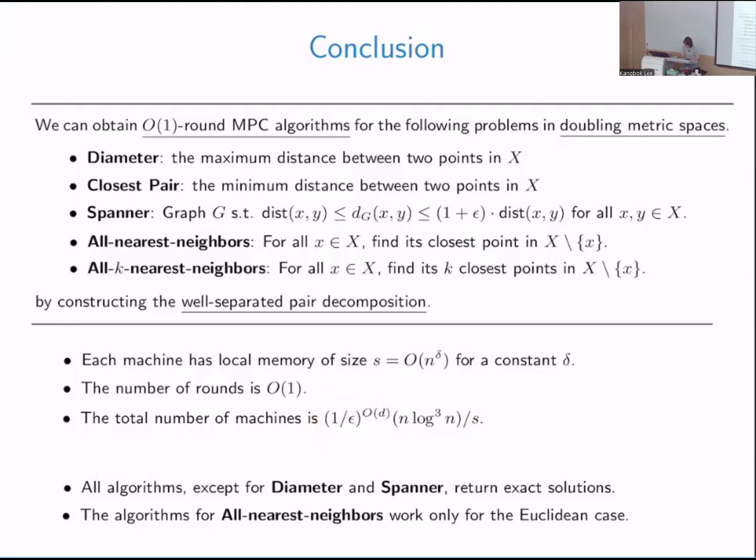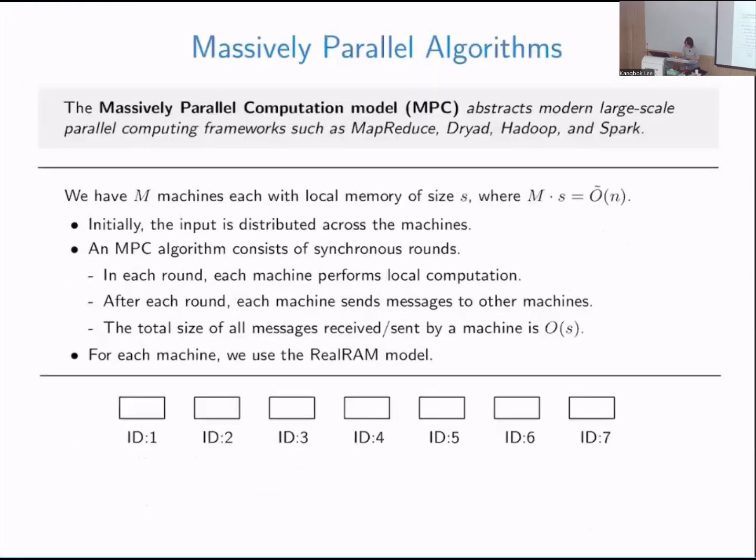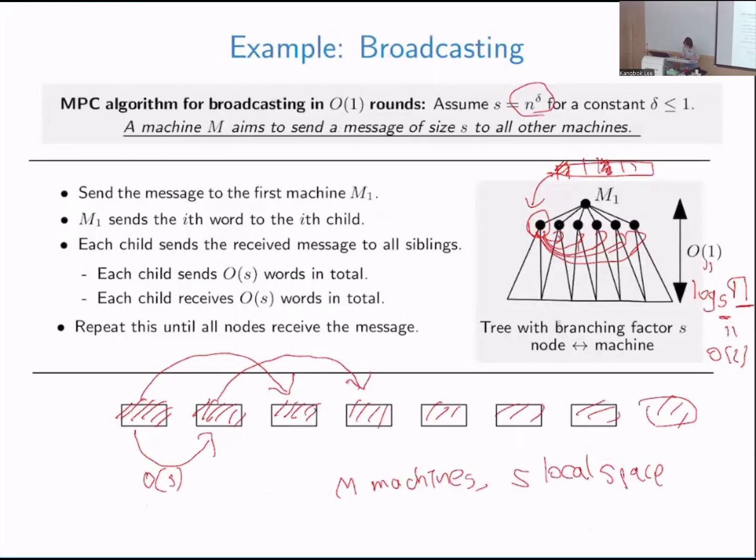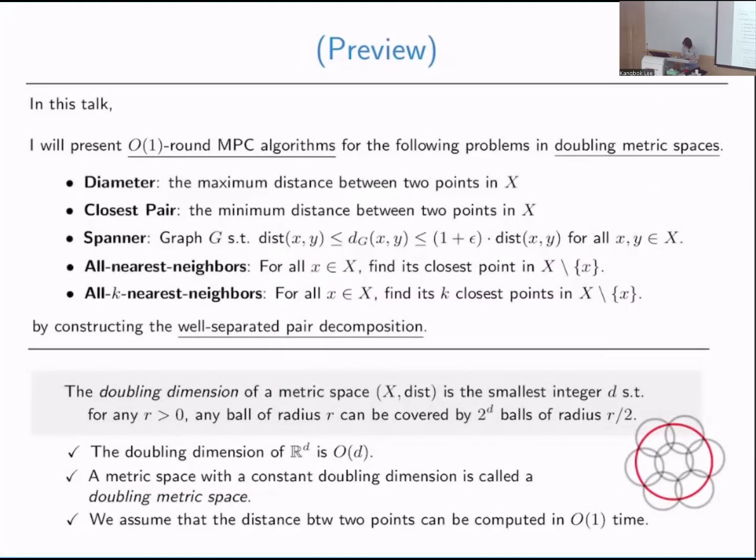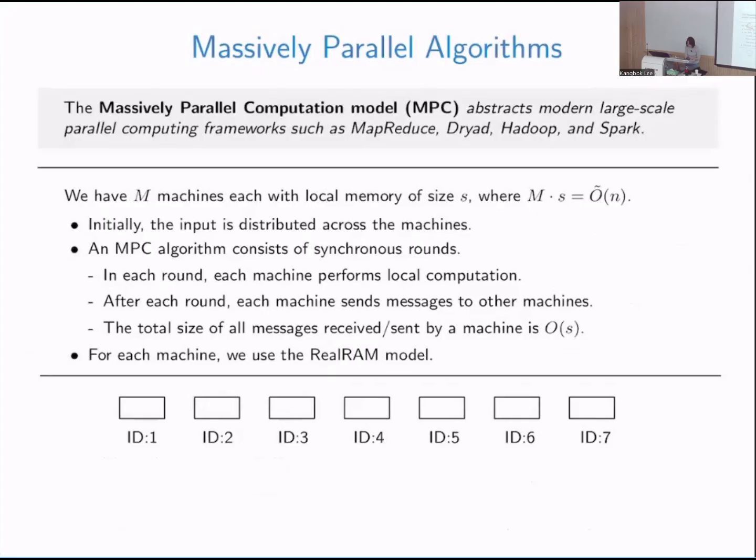Right. This is a general assumption we use in this model. So, for the number of machines and local memory space, the general assumption is that the total memory space is linear in N. And we usually use S as a parameter. Then once we have S, M is determined immediately.